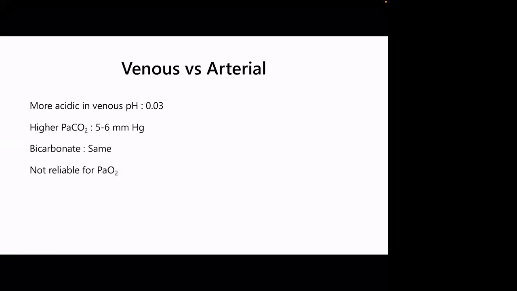The pH in the venous blood gas will be more acidic than that in the arterial, and so the pH will decrease by 0.03, and PaCO2 will be on the higher side in the venous as expected, around 5 to 6 millimeter of mercury. And bicarbonate, if we take the standardized bicarbonate, it will be the same. And the venous sample is not at all reliable for oxygen pressure.